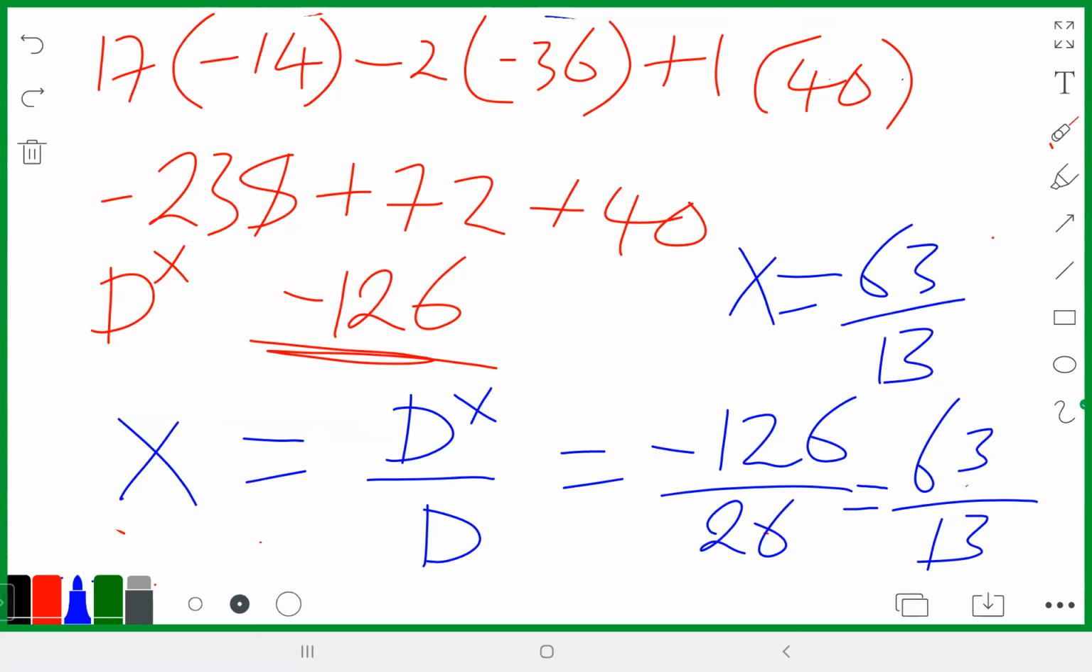It's recommended that you leave it as a fraction like this, rather than leaving it as a decimal when you start cutting off the values. This way it is still okay. Is that clear? Yes, sir. Okay. Then we have found the value of x. We need to find the value of what?